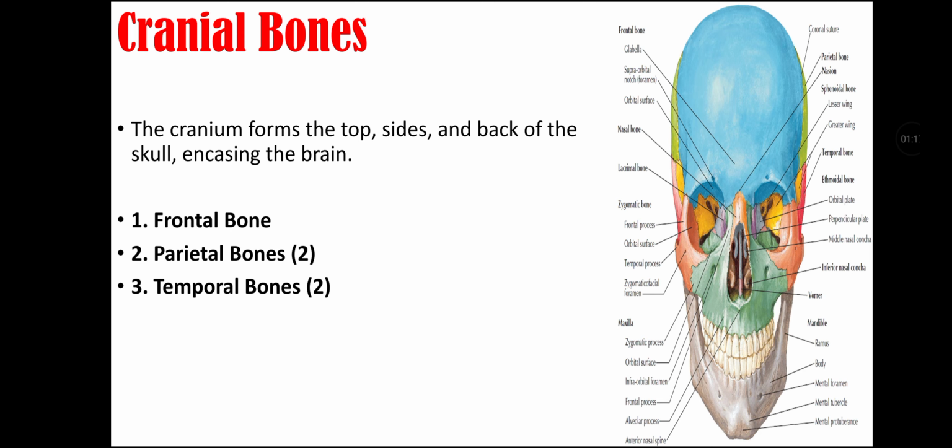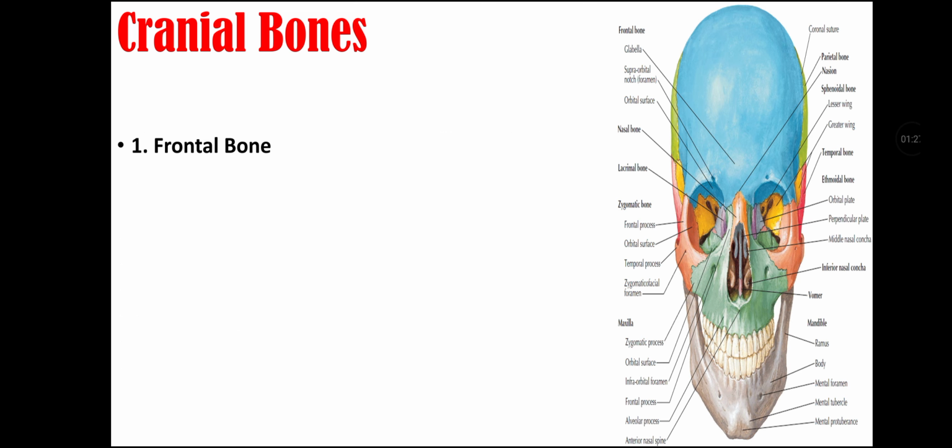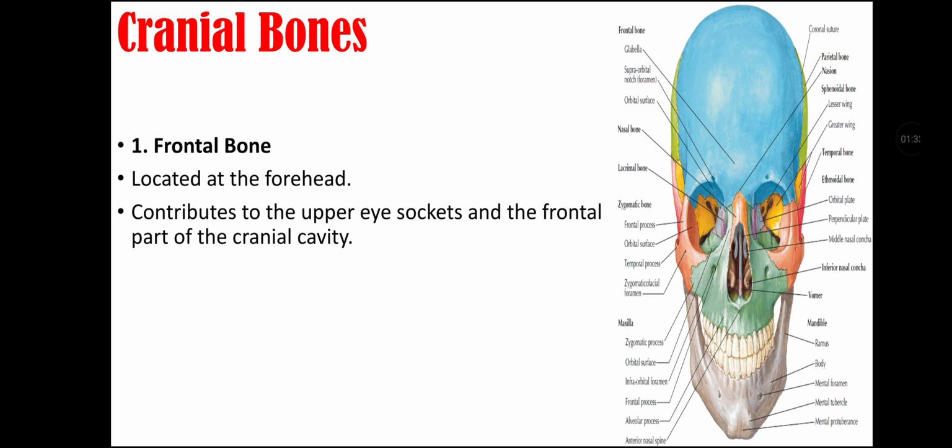Third we have is temporal bone. Fourth we have is occipital bone, and fifth we have is sphenoid bone, and sixth we have is ethmoid bone. Now let's talk about these one by one. First, frontal bone. It is located at the forehead, as you can see here in the diagram. It contributes to the upper eye sockets and frontal part of cranial cavity.